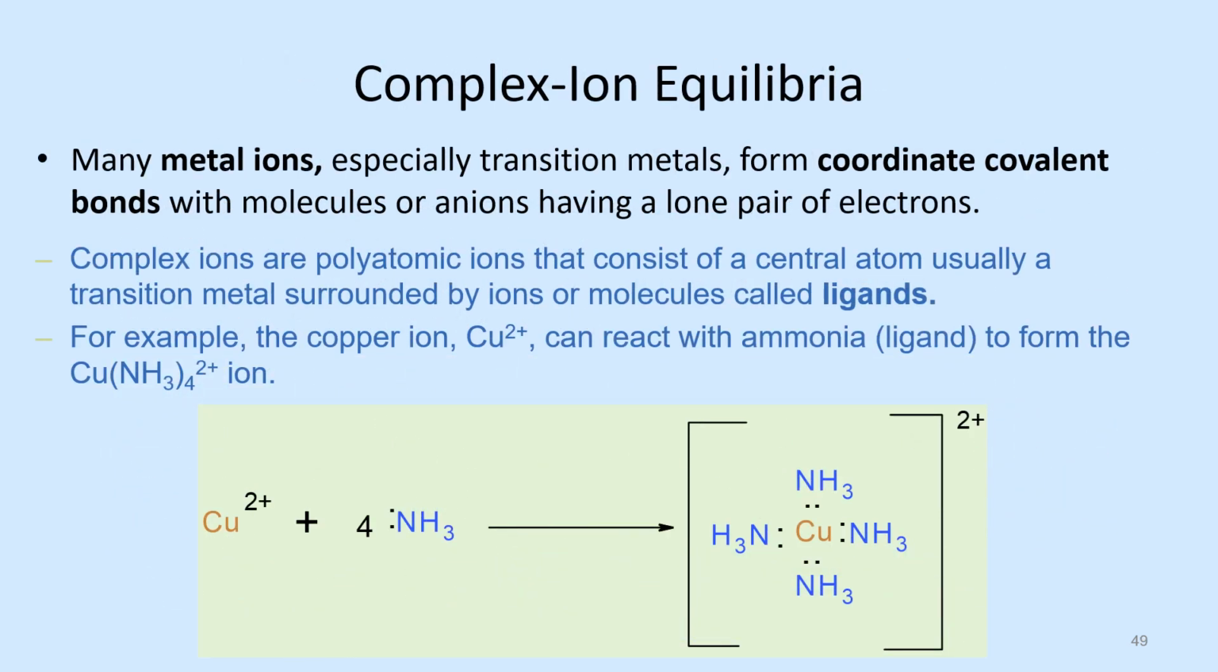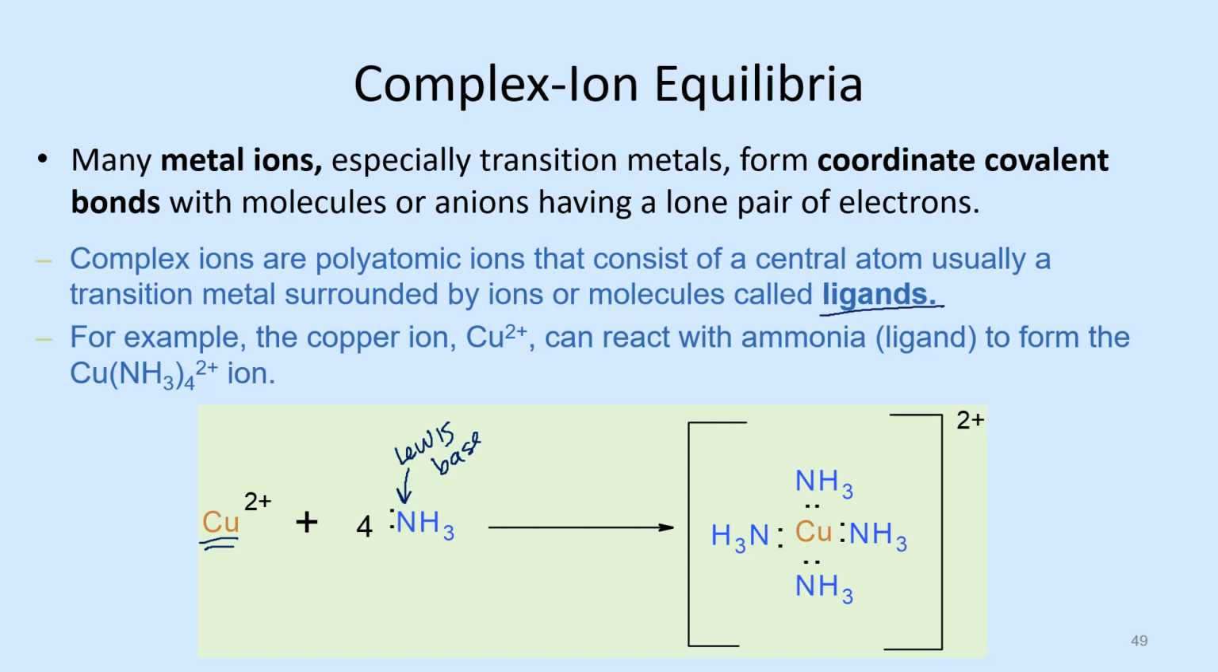This is what I was talking about before. A lot of times, many metal ions, especially transition metals, form what's called a coordinate covalent bond with other molecules that have lone pairs. So these are, again, Lewis bases. And this is a Lewis acid because it doesn't mind getting electron pairs. So it's an electron pair acceptor, and these are electron pair donors. Sometimes we also call them ligands in this case.